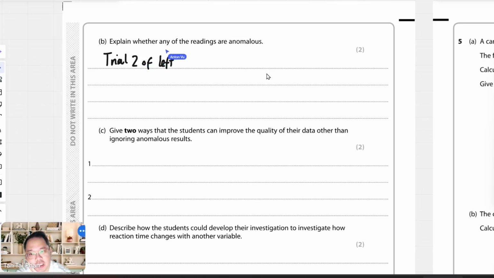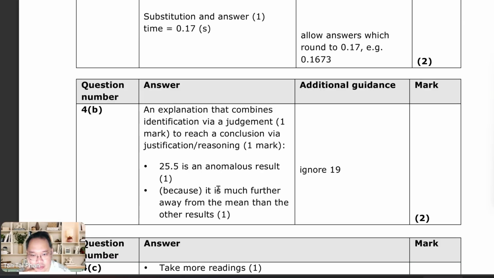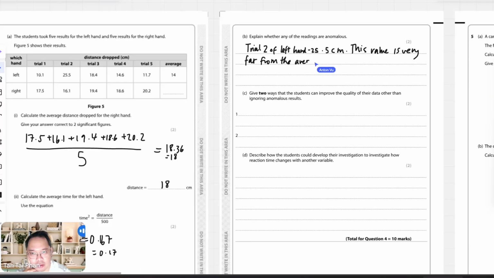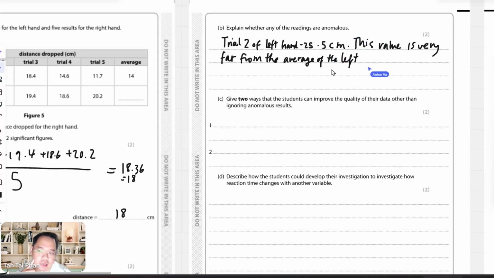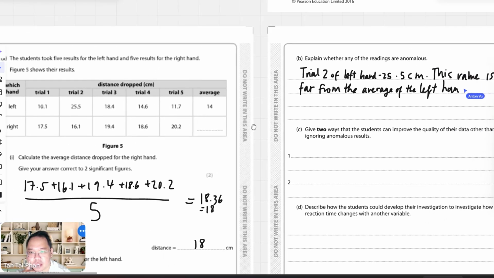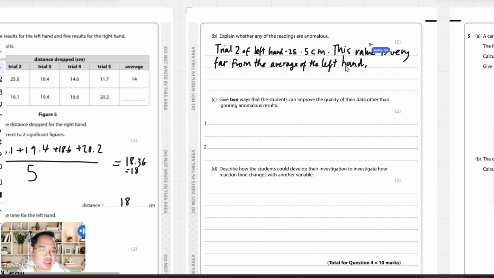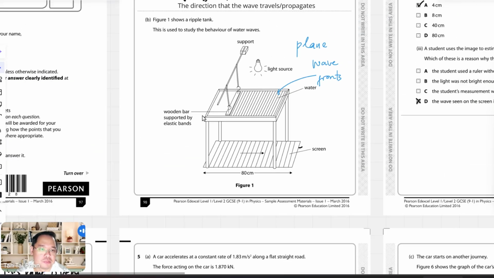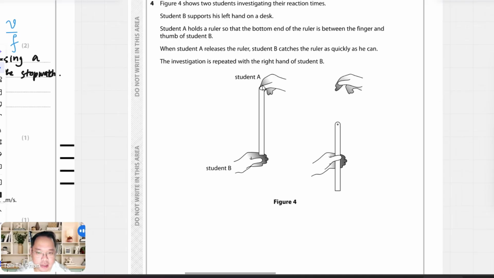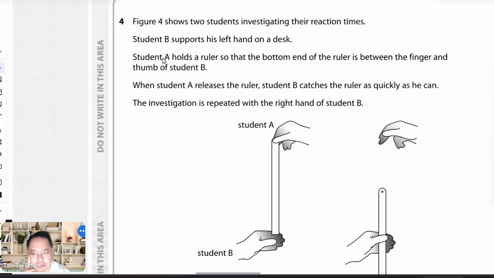Explain, not just state and determine, but we need to explain. This is the answer: it is much further away from the mean than other results. The average of the left hand. Just write the average, because the left hand is not a subject. Wait, what's the meaning of the left hand in here?